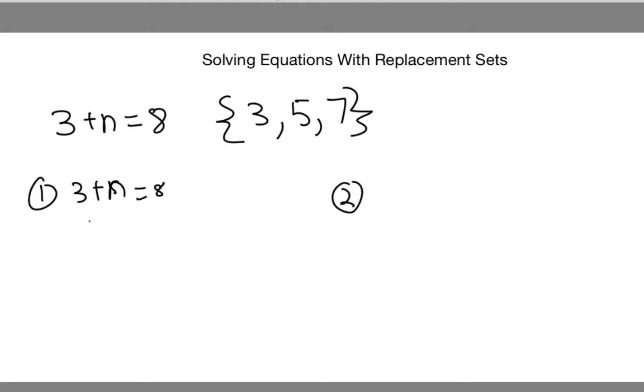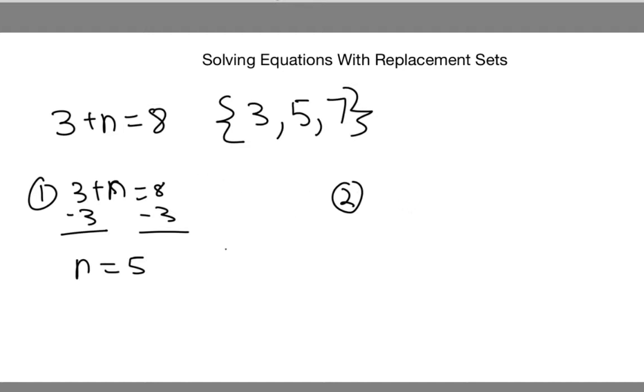This is, in my opinion, the easier method, but you really should know what you have to do. For this, all you would do is use the subtraction property of equality and subtract 3 from both sides. And that would mean you have n equals 5, because 8 minus 3 is 5. Remember, what you do on one side, you always have to do to the other side. That's what makes it a property of equality.